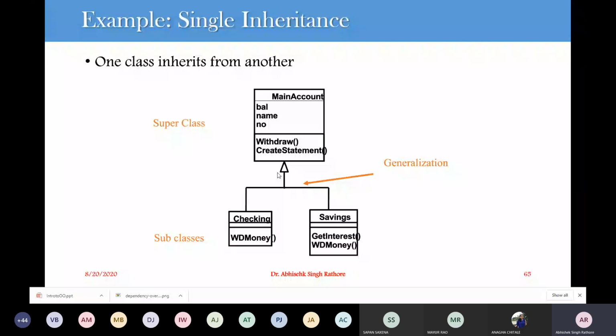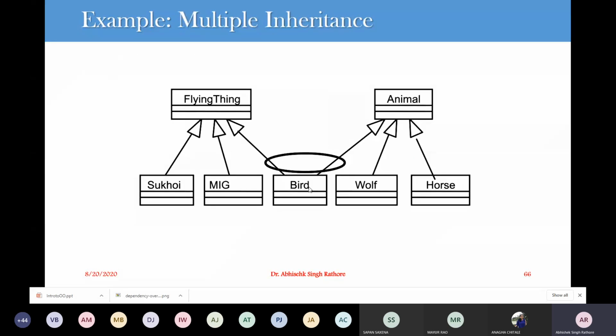So this arrow or triangle points toward the superclass, while we don't have any special symbol for the subclasses over here. In addition, we can have multiplicity, navigability, and so on. We don't go for navigability, but we can have multiplicity available here. So let's take an example of multiple inheritance. Let's say we have two different classes: first is a flying thing, and second is an animal class. Then three classes inherit the flying thing: one is, let's say, Sukhoi, second is a MiG, and third is a bird.